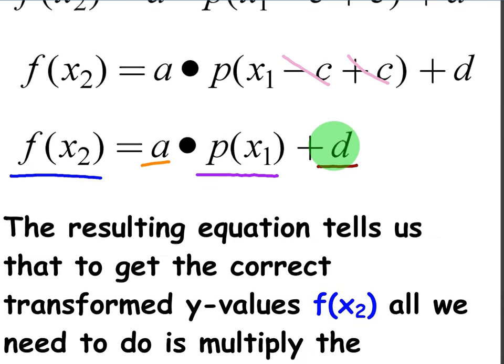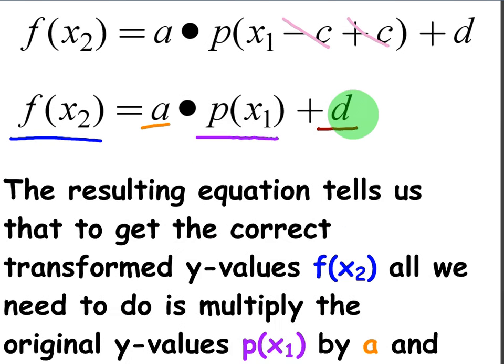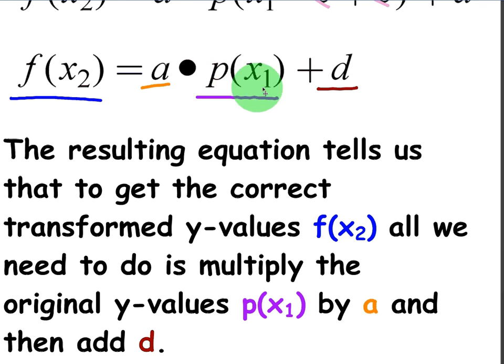So the final part of the proof is, and this is really straightforward, our new y values, in other words, given that our x2 values are equal to x1 minus c over b, our new y values are just going to be a times our original y values plus d. So all that means is you're going to take your original y values, now that you've changed your x values, x minus c over b, you're going to take those original y values, multiply them by a, and then add d. The resulting equation tells us that to get the correct transformed y values, all we need to do is multiply the original y values, p of x1, by a, and then add d.